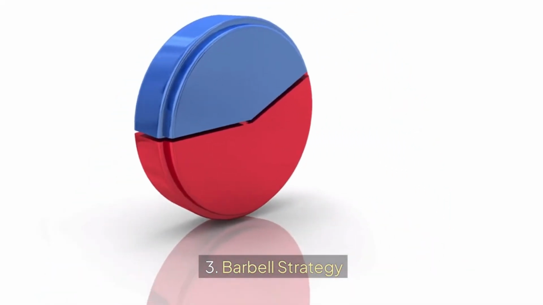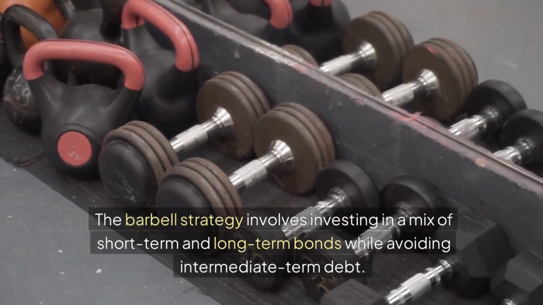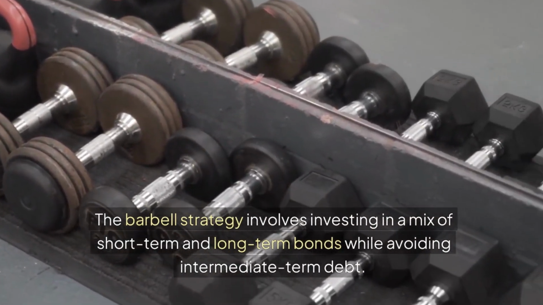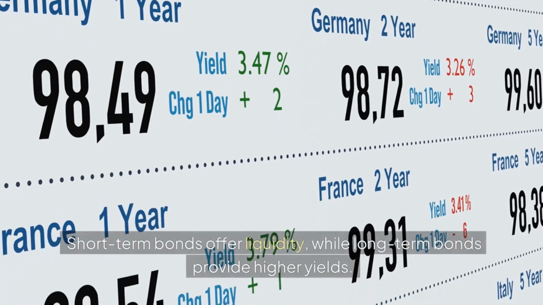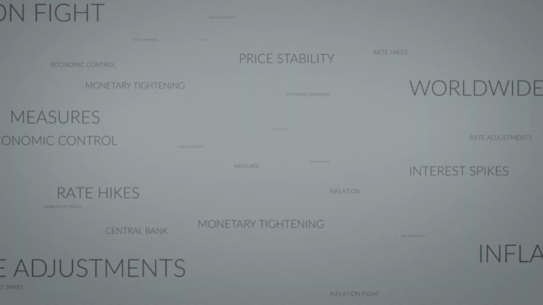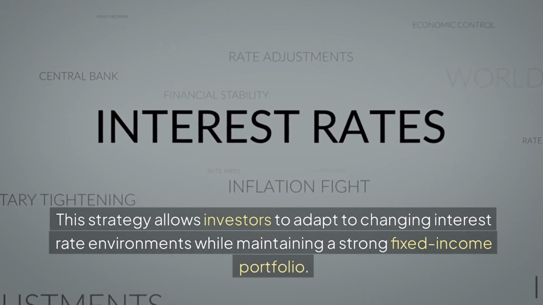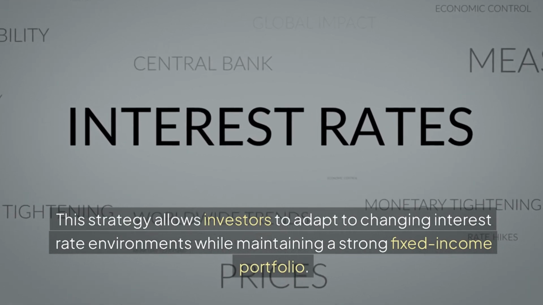3. Barbell strategy. The barbell strategy involves investing in a mix of short-term and long-term bonds while avoiding intermediate-term debt. Short-term bonds offer liquidity, while long-term bonds provide higher yields. This strategy allows investors to adapt to changing interest rate environments while maintaining a strong fixed income portfolio.